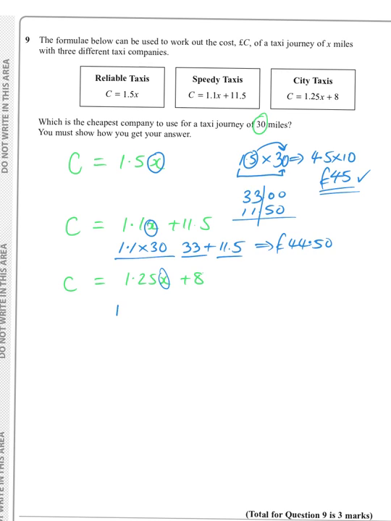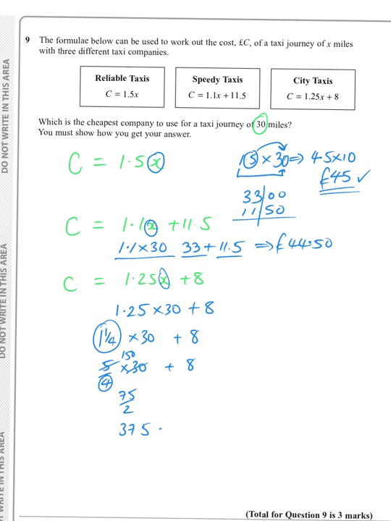Now for the last company, you'd have 1.25 times 30 plus 8, which is all in pounds. And one way of doing that is, you can either say 1.25 is 1 1/4, and 1 1/4 is 4 quarters and 1 more quarter, which is 5 quarters. And then you can say, okay, 5 times 30 is 150, and then divide it by the 4. Well, 150 divided by 4 is 75 over 2, which is 37.5, and 8 will give us 45.5 or £45.50.